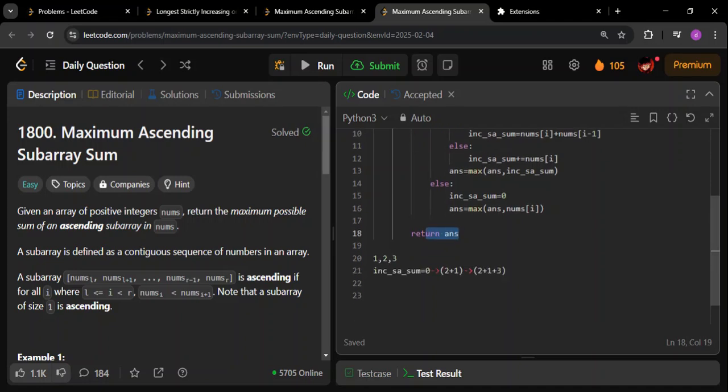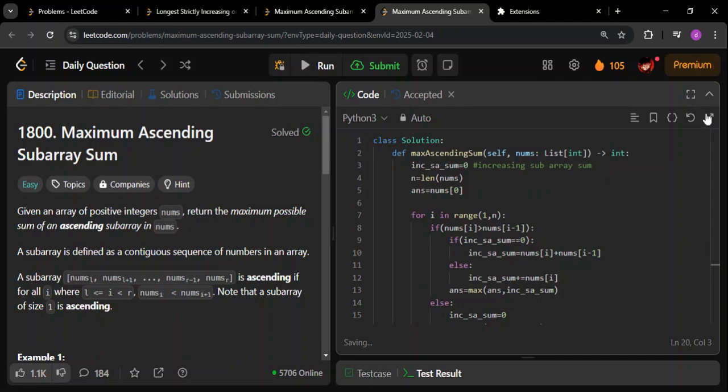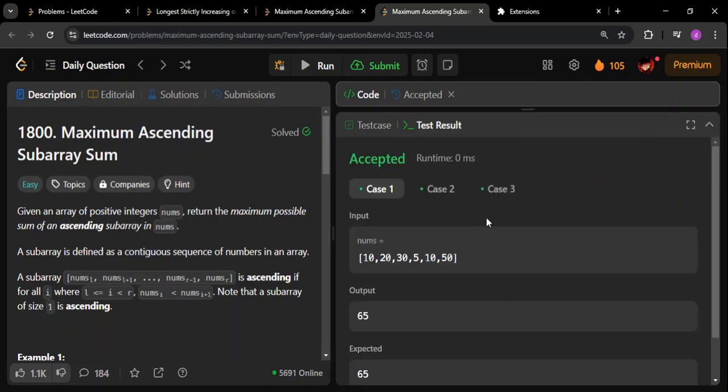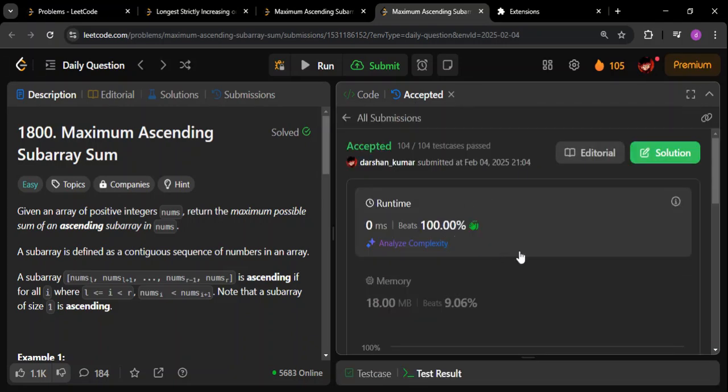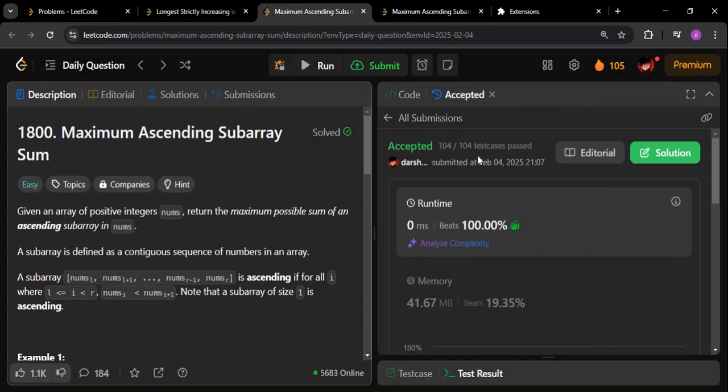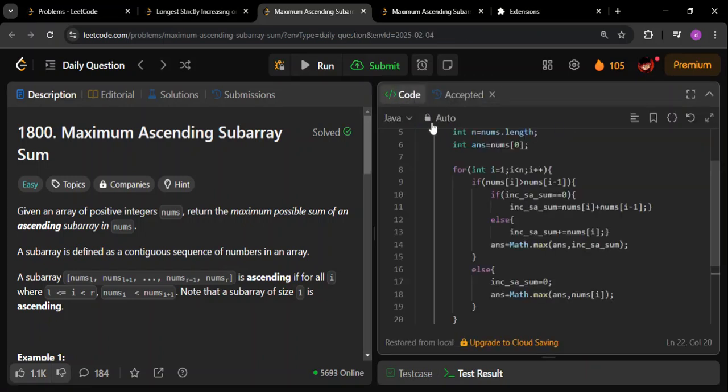Okay. Now let me comment it out and let me show you the submission code. Then we'll go to the Python solution. As you can see, this is clearing all the test cases. I have already submitted this solution, and the proof is that, as you can see, it is beating 100% of the test cases. Okay, this was the Python solution. Let us go to Java now. This is the Java solution. You can see even this is beating 100% of test cases. You see, the code is exactly the same.